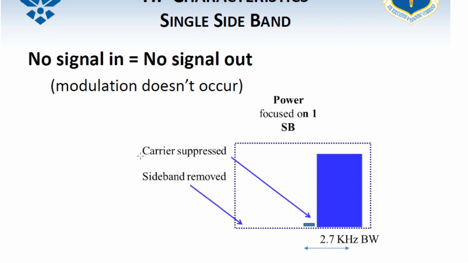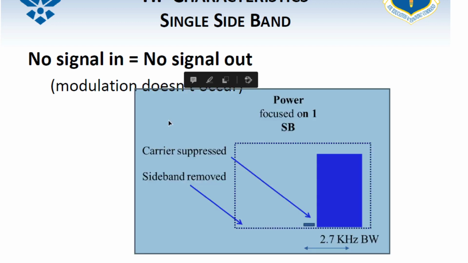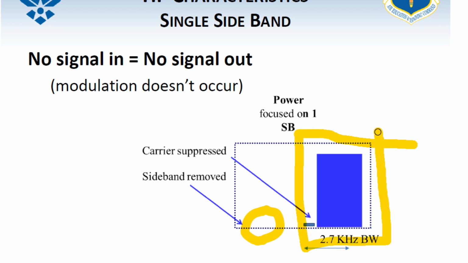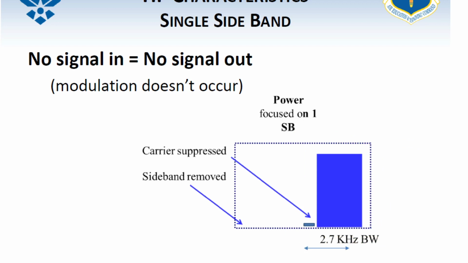And here is another depiction of the picture Sergeant McCusker drew on the last slide. You can see that the carrier is suppressed. If you look all the way to the left where it says sideband removed, that is where our lower sideband would be, but it has been completely removed. The carrier is suppressed, and all the power is focused on one sideband, which in this case is our upper sideband. That makes sense to everyone? Yes, sir. Super.